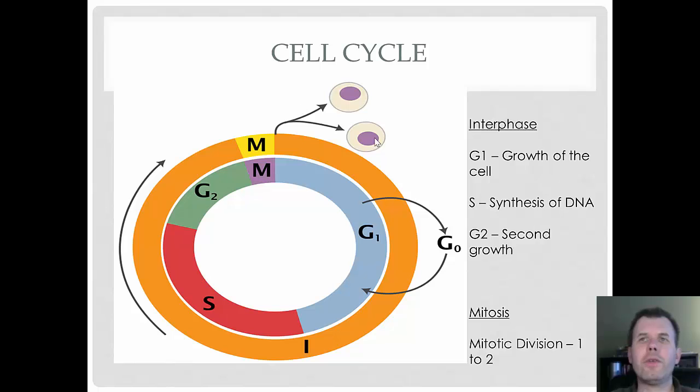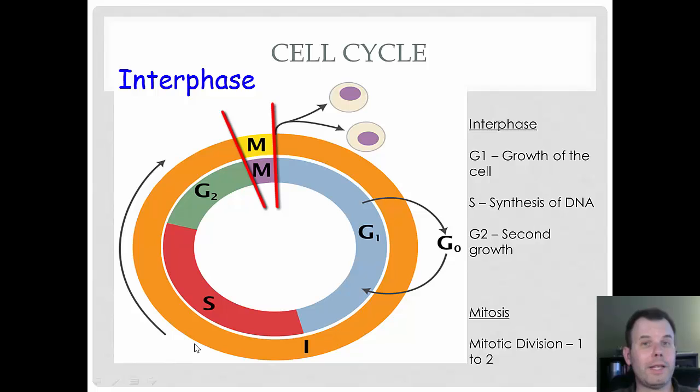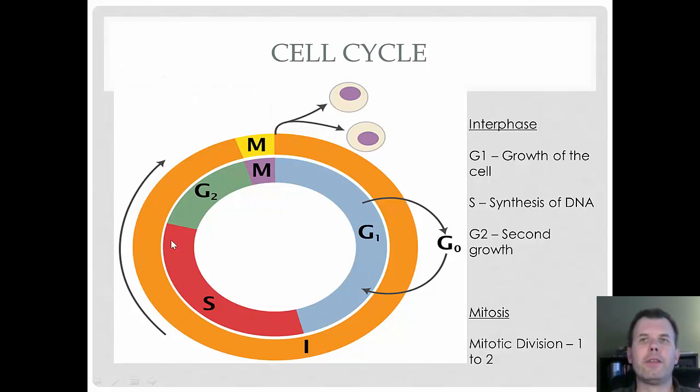The rest of the phase is called interphase, from 12 o'clock up here all the way to 11 o'clock here. This I, or interphase, is an important part of getting the cell ready to divide. It's actually divided into three phases called the G1, the S, and the G2. And we're going to explain what those things are in just a minute.